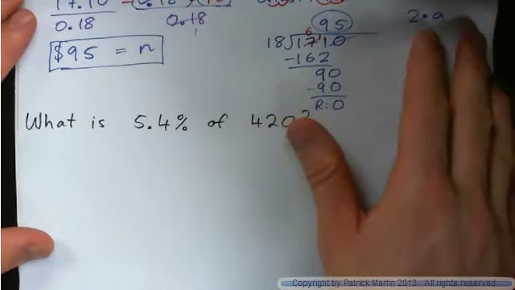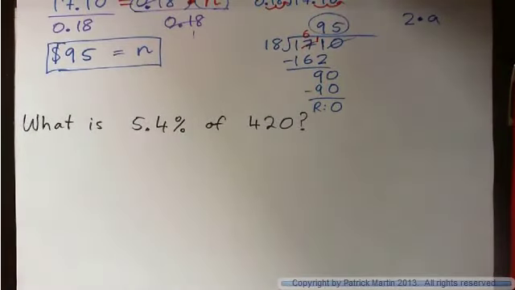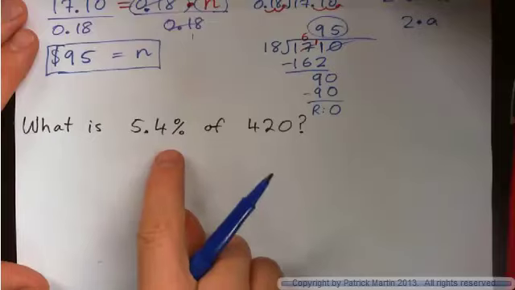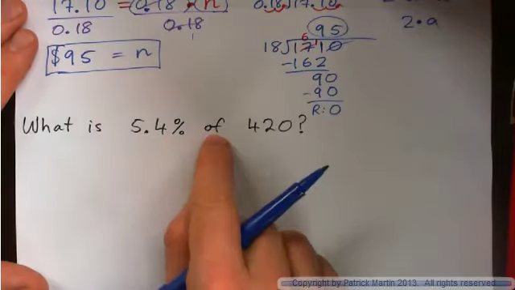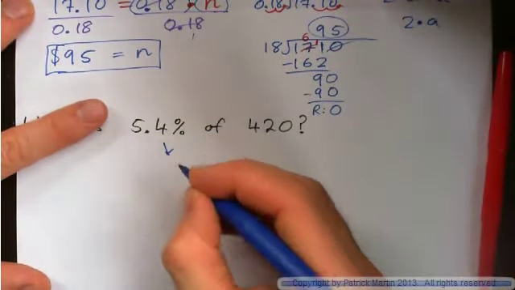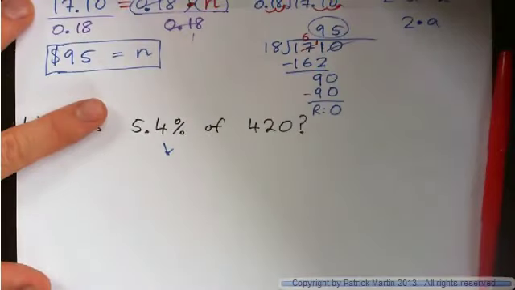Okay, by all means, press pause and try this one by yourself. See what you get, and then check the video. What is 5.4% of 420? Okay, this is the first type we tried. Just throwing it in here at the end of the video to see how you do with it. All we have to do is get 5.4% of this. So we just have to turn this into a decimal.